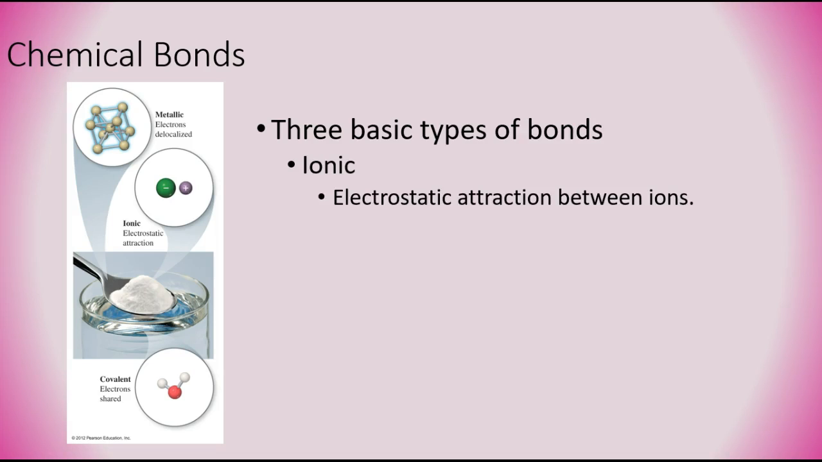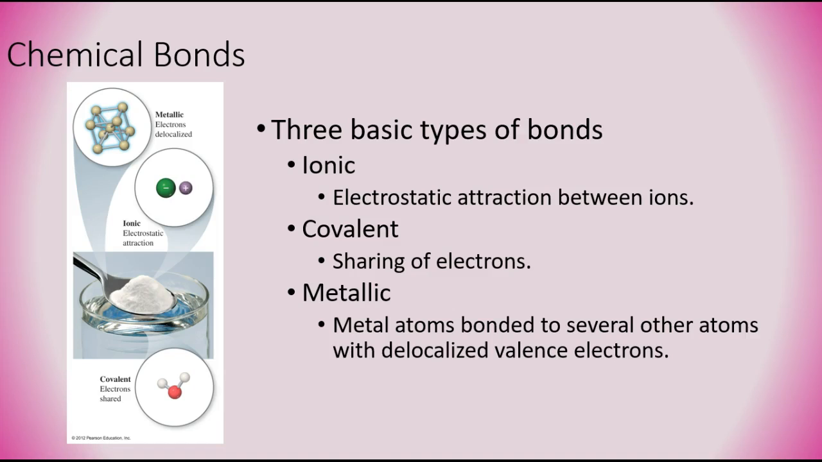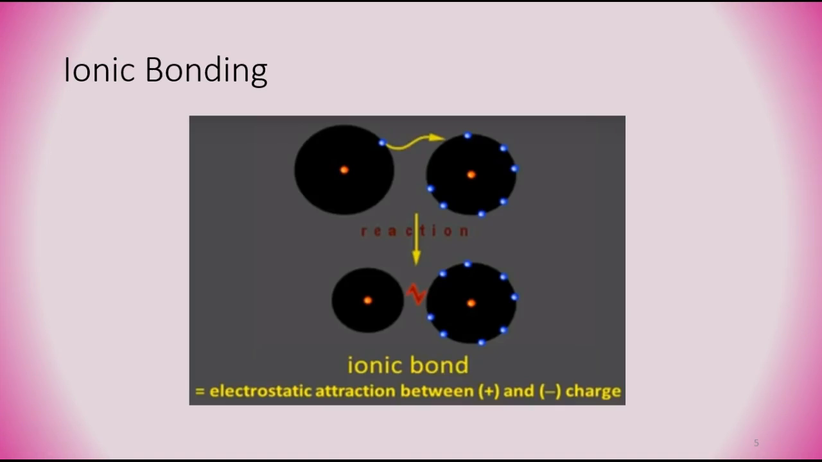So we're going to start off with ionic, which involves electrostatic attraction between oppositely charged ions. So the electrostatic attraction is the bond. There's covalent bonds, which involve a sharing of electrons, and we know that can be equal sharing, or nonpolar covalent, or unequal sharing, which is polar covalent. And then we've got metallic, which involves metal atoms bonded to other metal atoms, and the metallic bonds are made up of delocalized valence electrons from those metal atoms.